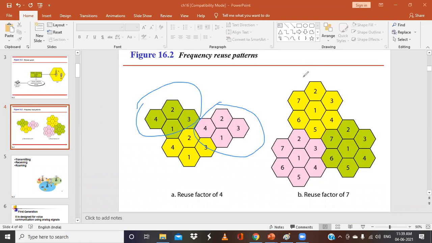Here there is another pattern. When we compare this and this, to separate this pattern and this pattern we have 2 cells separating the entire pattern. But in this case, only 3 is separating 4. If you compare this with this, only 2 is separating 2 and 4. But here 5 and 4 are separating 7 and so on. So this is what we have related to the frequency reuse principle.